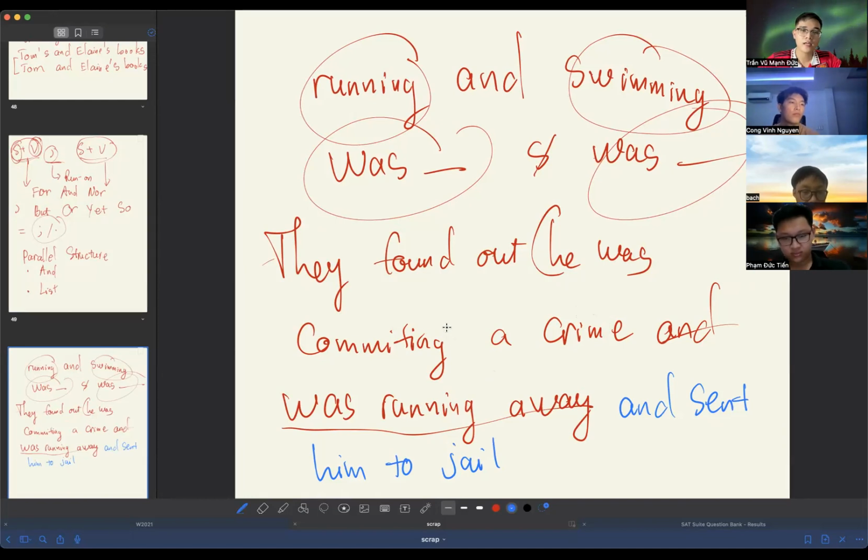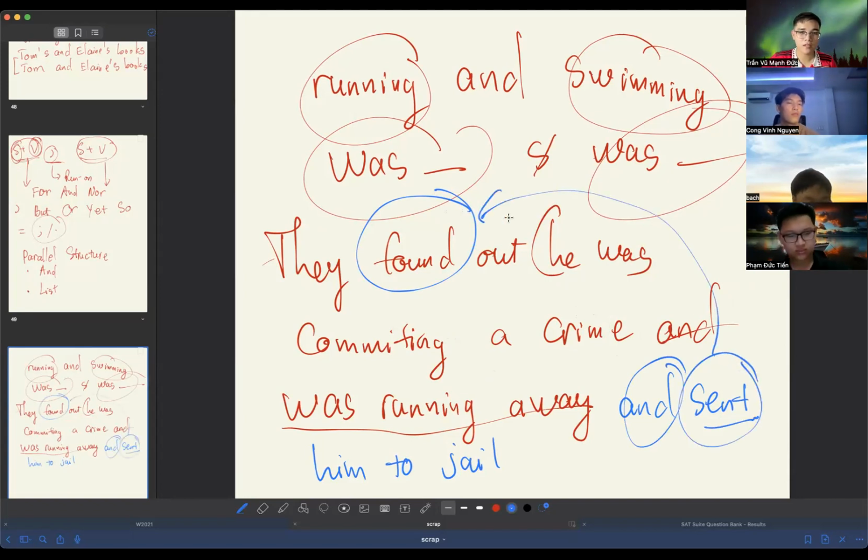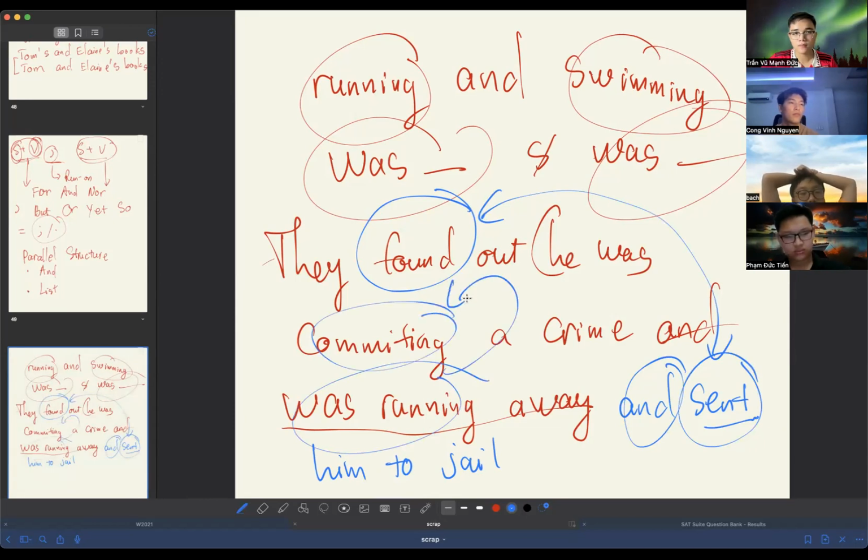All right. So in this case, it is "found." "And sent him to jail" is the same thing, parallel to "found." In this case, "and was running away" is parallel to "was committing." All right. So here is basically how to find out whether or not they are parallel to each other. And it will be applicable to sentences or structures that are way more complicated. And we will see it soon and in the exercises part.